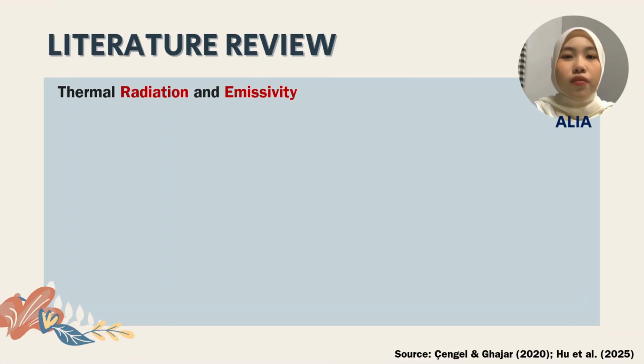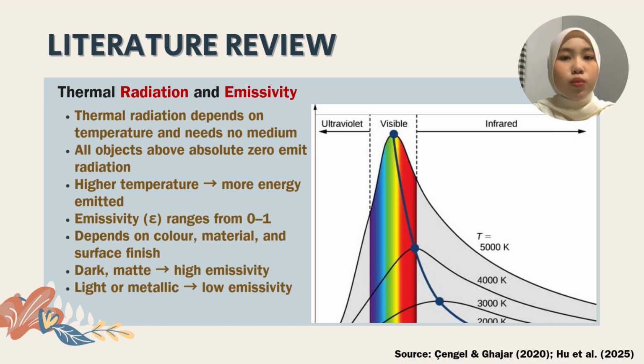Thermal radiation is a mode of heat transfer that occurs through the emission of electromagnetic waves due to an object's temperature and does not require a material medium. In fact, all objects above absolute zero emit thermal radiation, and the amount of energy emitted increases as temperature rises. The ability of a surface to emit this thermal radiation is described by its emissivity, which compares the radiation emitted by a real surface to that of an ideal black body at the same temperature. Emissivity depends on surface properties such as color, material, and surface finish. Generally, dark and matte surfaces have higher emissivity, while light-colored and polished metallic surfaces like silver and gold have lower emissivity due to their high reflectance, especially in the infrared region.